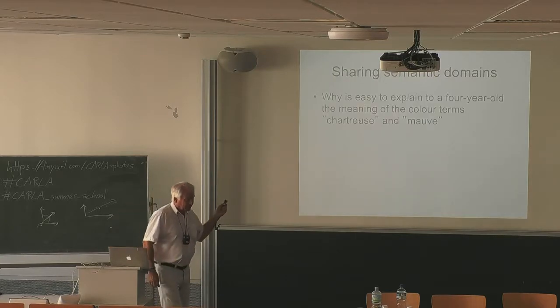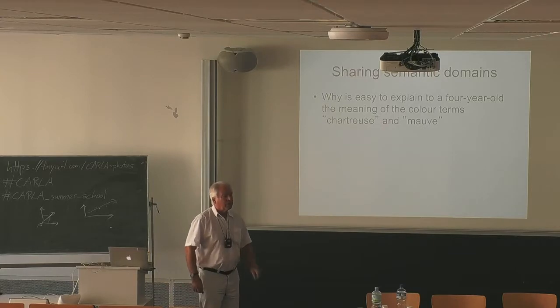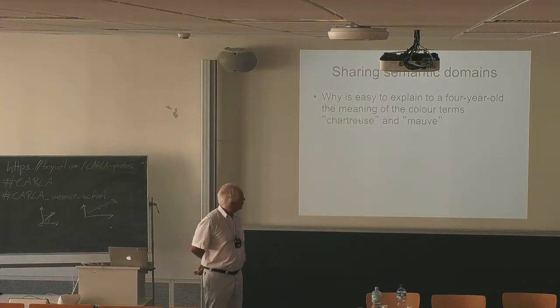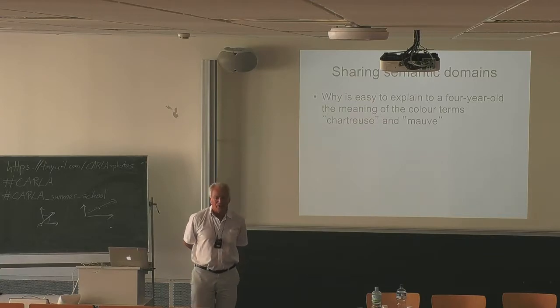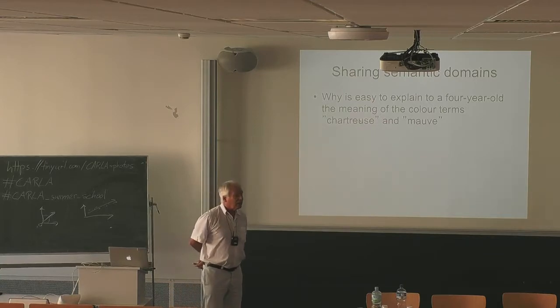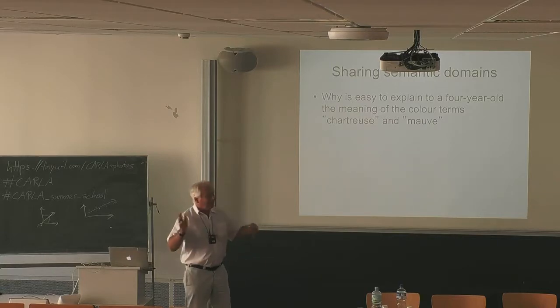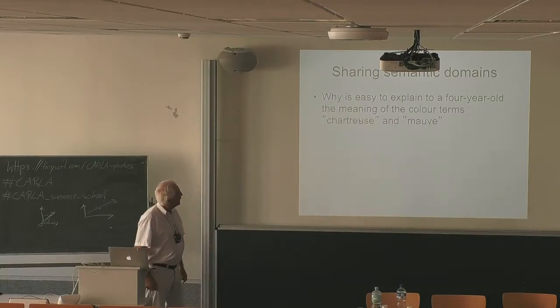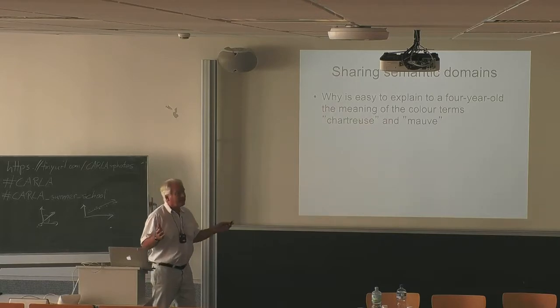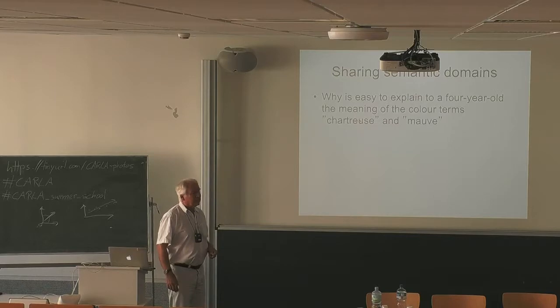Now, my argument is that you can tell a 4-year-old the meaning of odd color terms like chartreuse and mauve and so on. They are not very frequent in language. You can say that chartreuse is kind of yellowish green and mauve is kind of light violet, and then they will understand it. They can identify the meaning of these words, though they're not frequent in language at all.